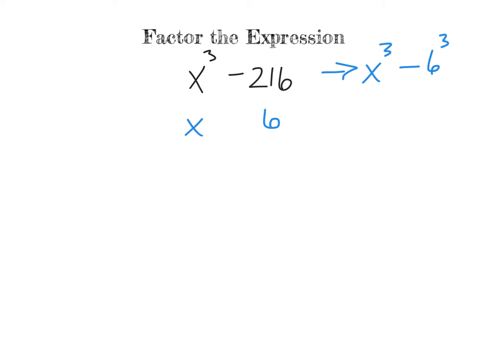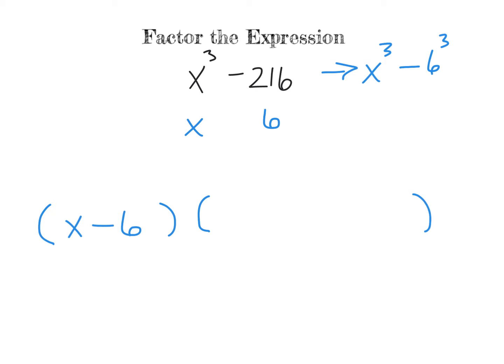So what I'm going to do is set up 2 factors. The first factor is going to be a linear factor, and the next factor is going to be a quadratic factor. Why? Because x times an x squared will always result in x cubed. So in the first factor on the left, I'm just going to copy down the cube roots I found, x and 6. Since this is a minus problem, I'm going to write it as x minus 6.